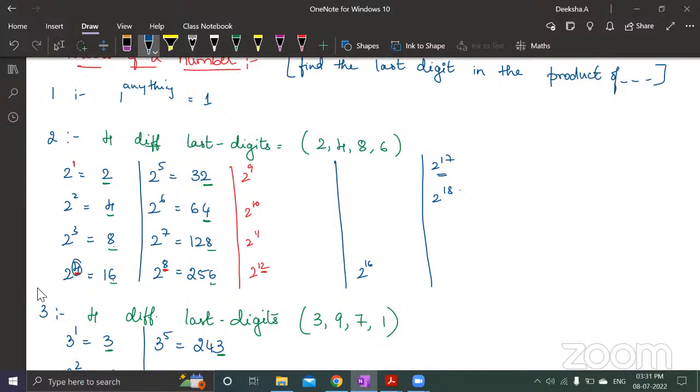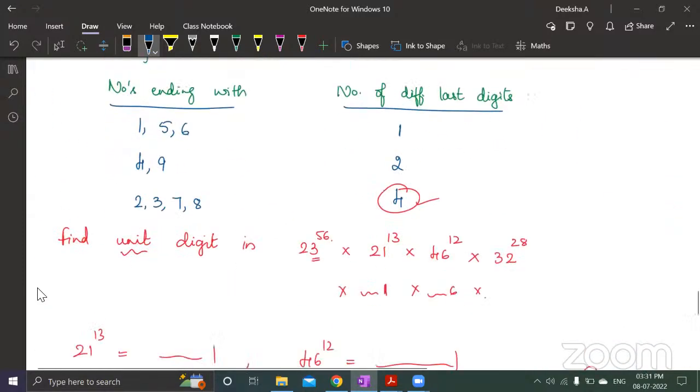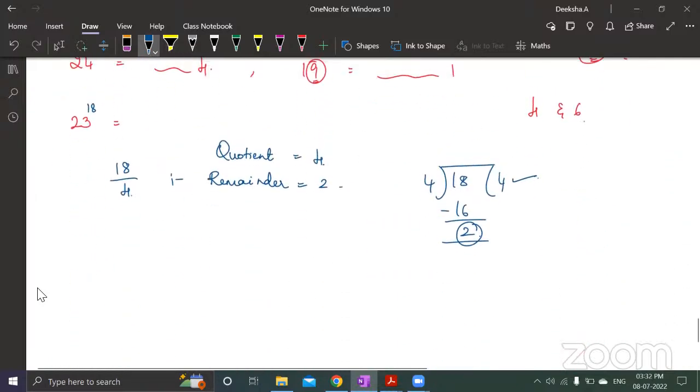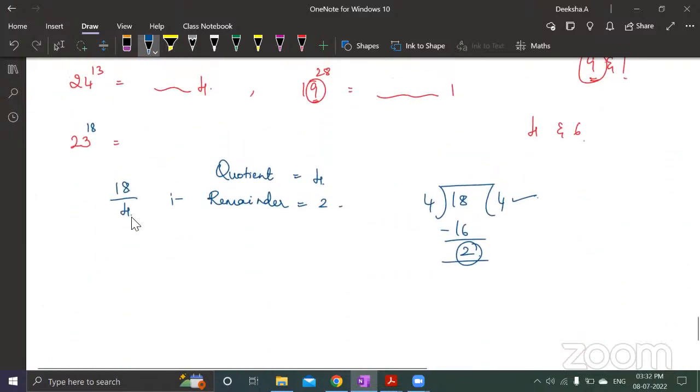Hope it is clear. So if the number is ending with 2, 3, 7 or 8, then you divide the power by 4 and see what the remainder is. That serial number of the last digits is what you have to take. Now see, I have 23 power 18. I divide 18 by 4. I get remainder 2, which means I have to take the second last digit.